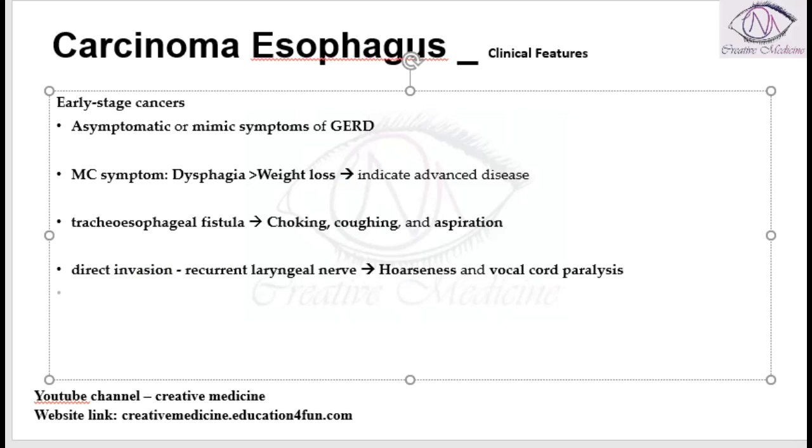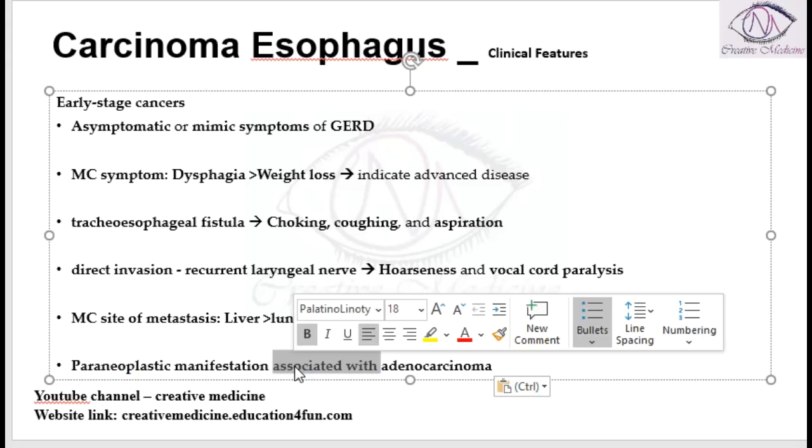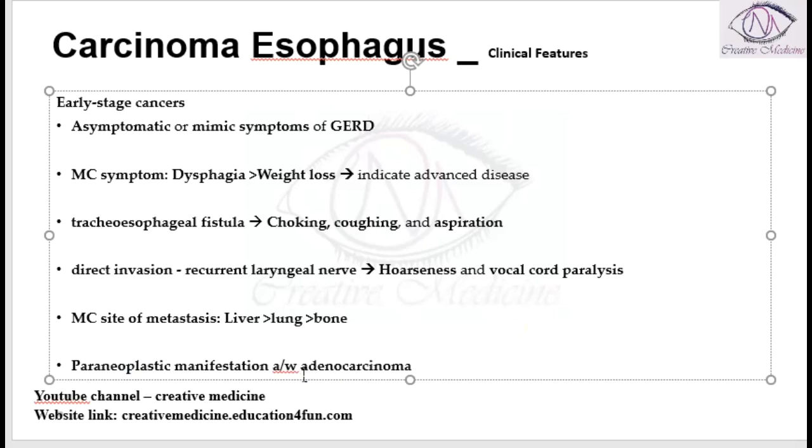Now if you were asked what is the most common site of metastasis overall in carcinoma esophagus, the most common site of metastasis is liver, followed by lung, and followed by bone. Even paraneoplastic manifestations can occur with esophageal cancer. Paraneoplastic manifestations are mainly associated with adenocarcinoma of esophagus, and the paraneoplastic manifestation associated with adenocarcinoma of esophagus is actually motor neuropathy.